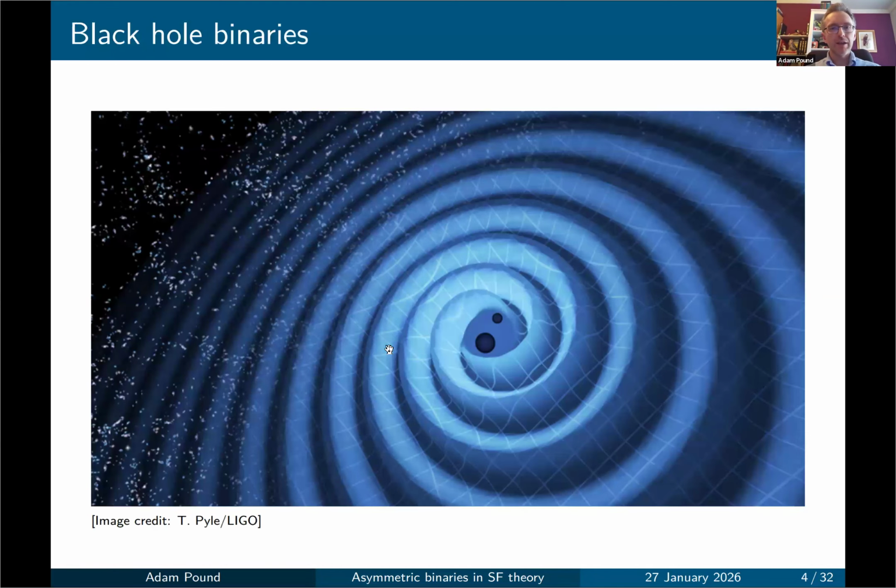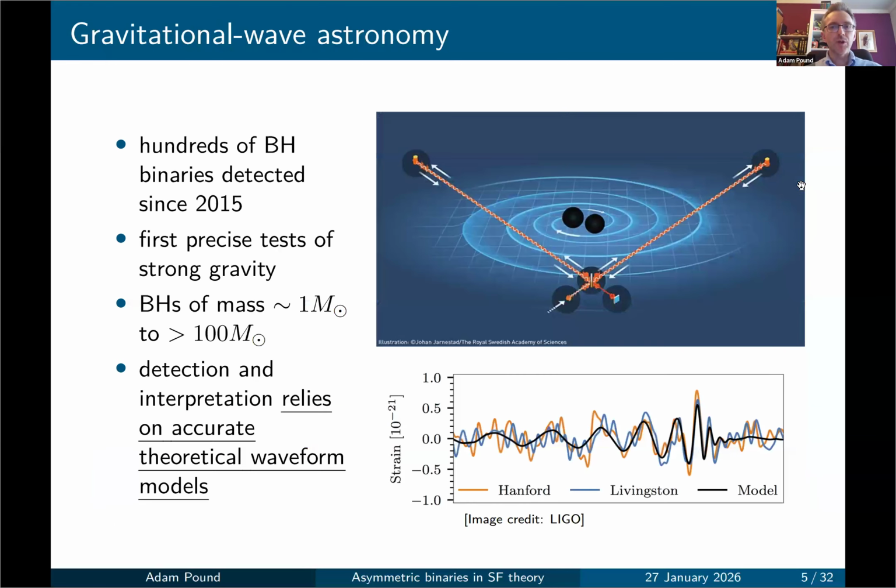The kinds of systems we are interested in look like this. We've all hopefully seen images like this: two black holes orbiting around each other. As they orbit, they twist up space-time and send out gravitational waves, which we then detect. Currently, we only have ground-based detectors: the two LIGO detectors, Virgo and KAGRA. The real workhorses here are the two LIGO detectors. Since we first detected a waveform in 2015, we've now seen hundreds of black hole binaries.